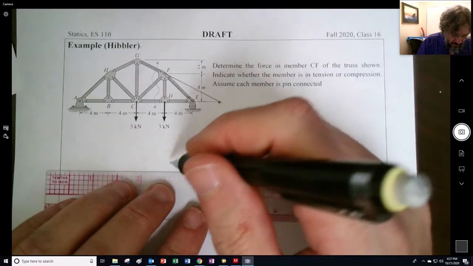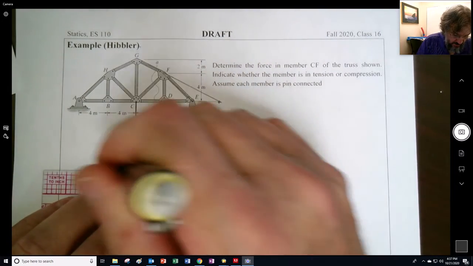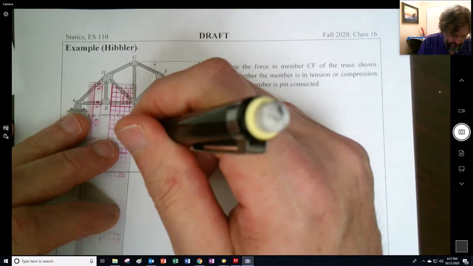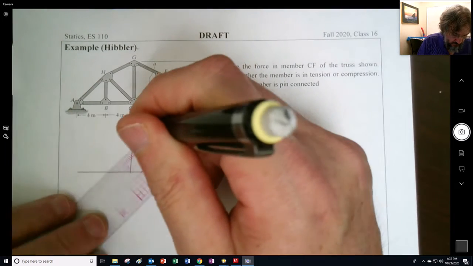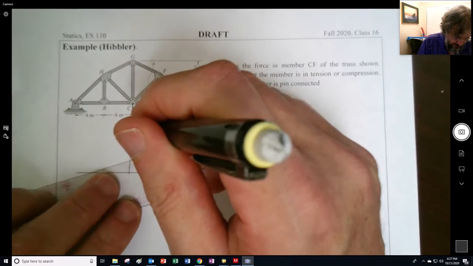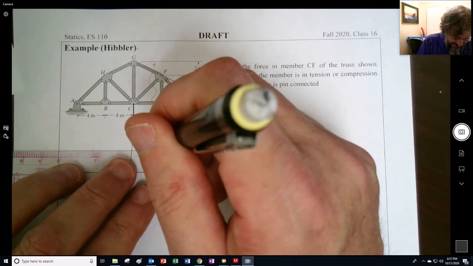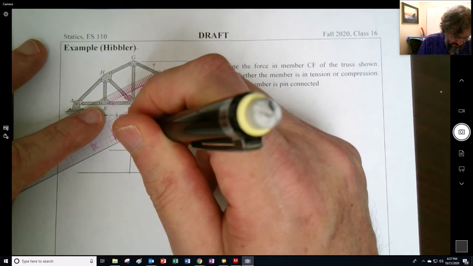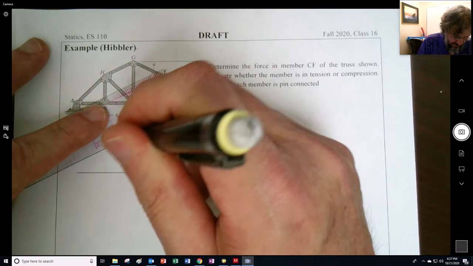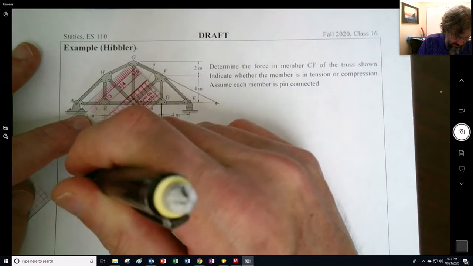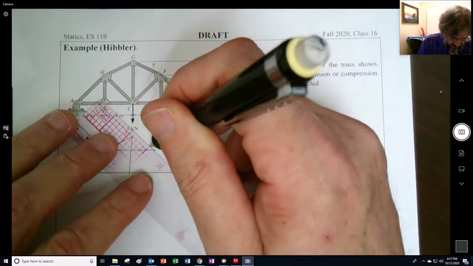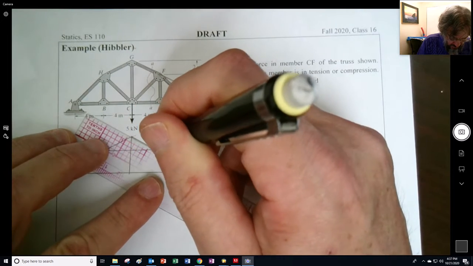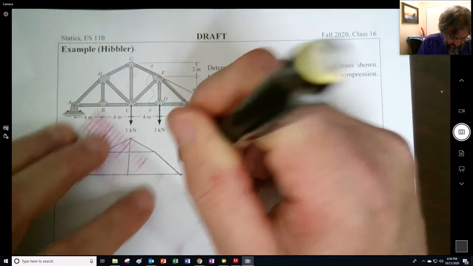So anyway, first off, in any of these, we need to get the reactions. I guess it's something like that, and then like that. There you go. I think that's a little bit more accurate. Like that, and then like that.